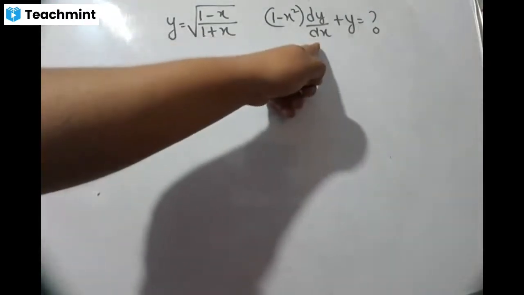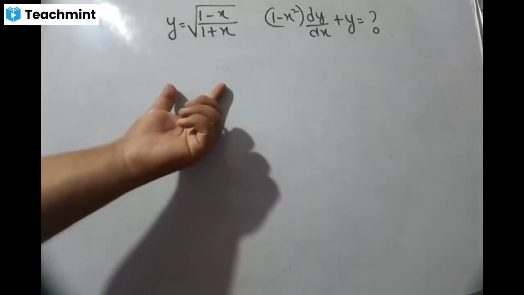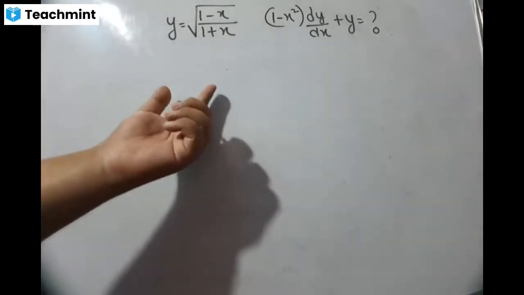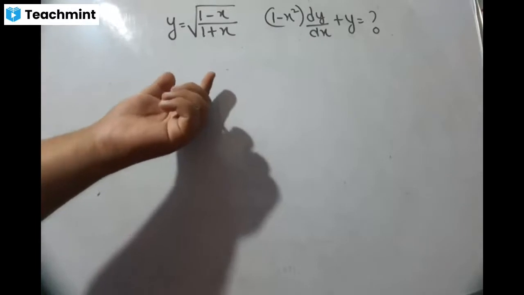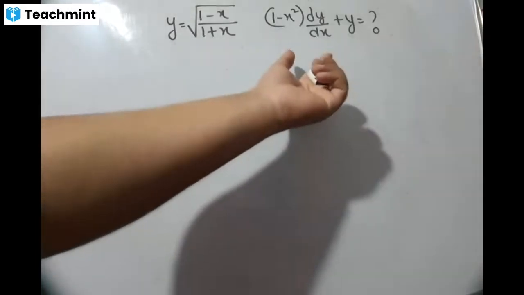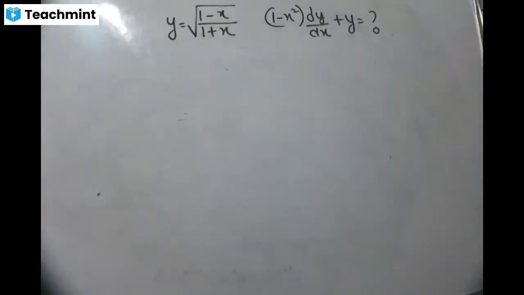And how do you find dy by dx? By differentiating this function. Okay. So when you differentiate this function, everyone listen to me, you get dy by dx, you put the value out here and then simplify and get the required answer.